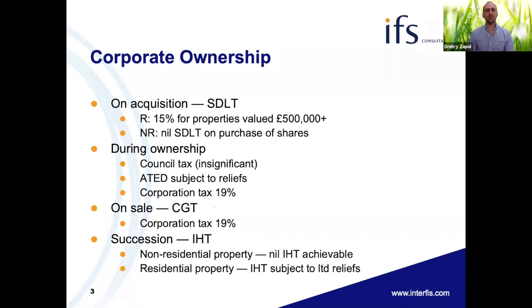So the lowest rate of annual tax on enveloped dwellings is about £3,500 for properties up to 1 million in value. It goes up to £236,000, I think, for properties worth 20 million pounds or more.